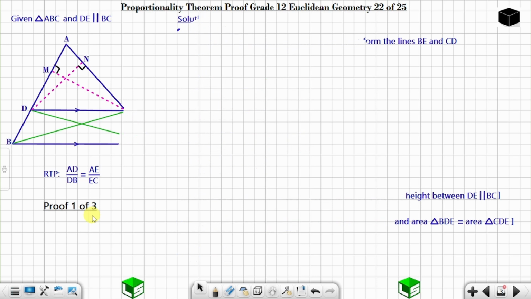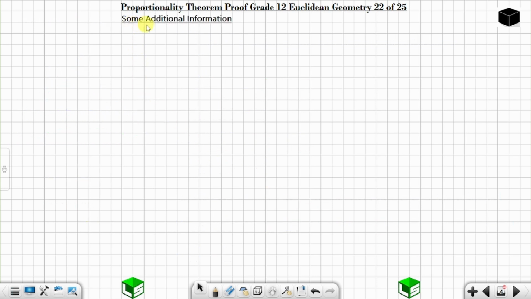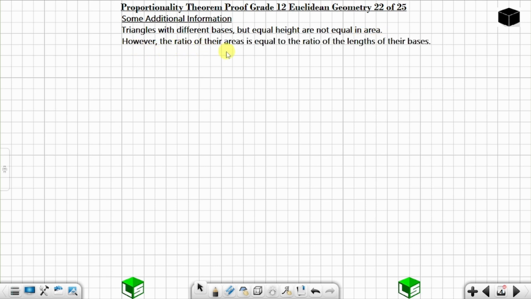Okay, some additional information. Triangles with different bases but equal heights are not equal in area. However, the ratio of their areas is equal to the ratio of the lengths of their bases. Okay, so you have triangle ABC and triangle ACD. You can see the height AE for triangle ABC.